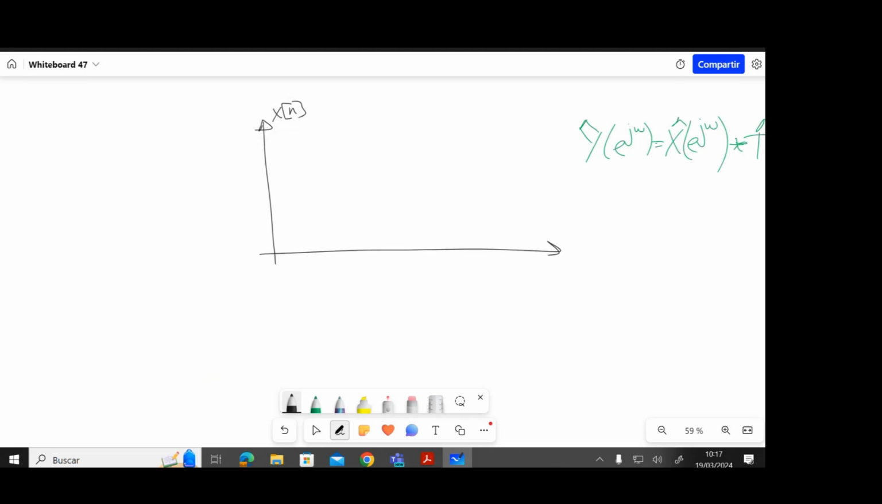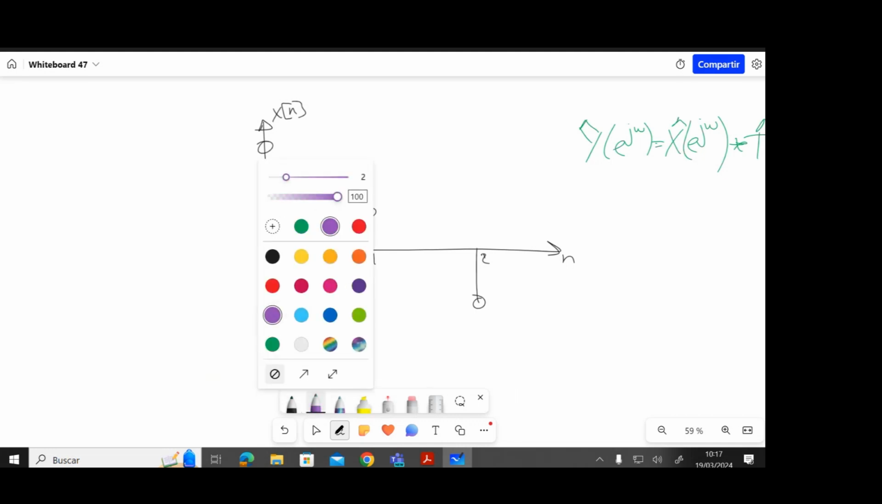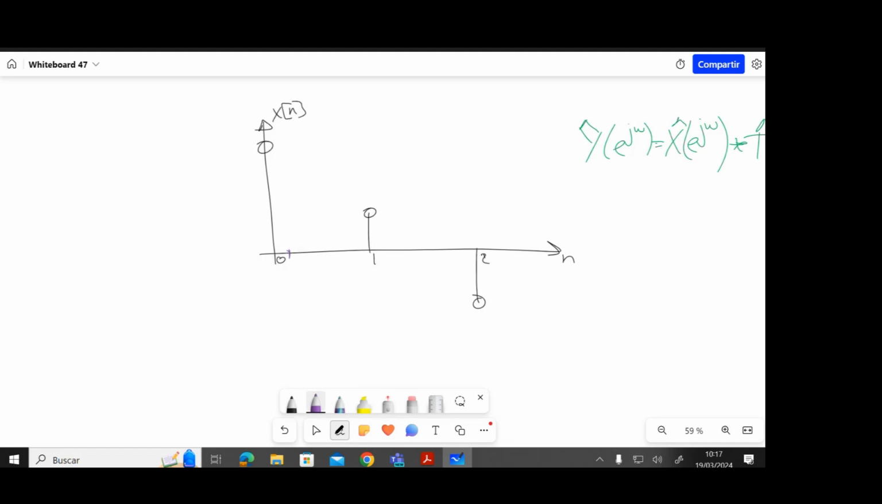This is exponential. I have a sample. Now my samples are very separated. This is 0, this is 1, this is 2. And I'm asking you for the value in this location. So why simply rounding?